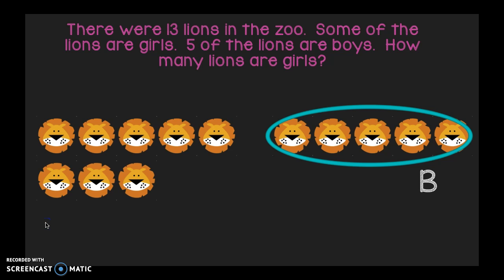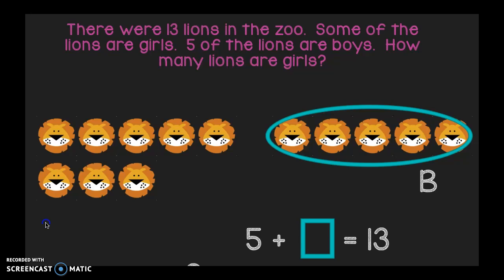Did you put labels into your picture? Oh, good. If you did, high five. If not, press pause and go ahead and add in some good labels. I always forget to do that. All right, so I had 5, and I put a B there for boys. When I'm thinking of my number sentence, I thought 5 plus something is going to equal 13, because I know 13 was the whole amount of lions at the zoo. What should I put in that blank space, friend? Totally. A box. I need to put an empty box so I can fill it in.